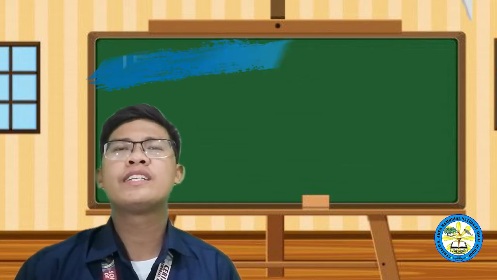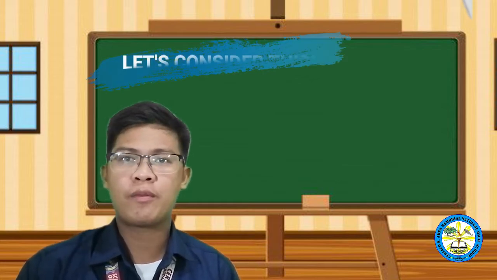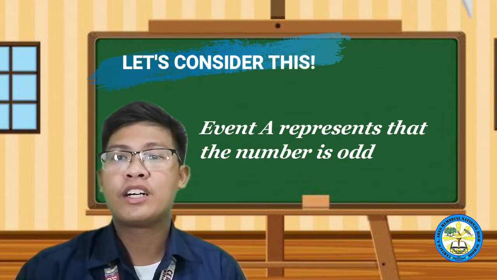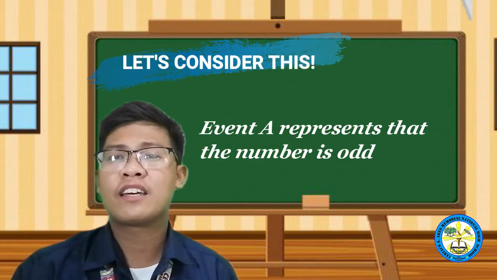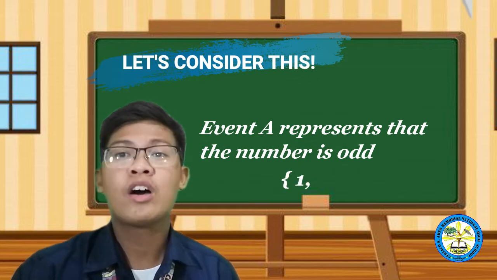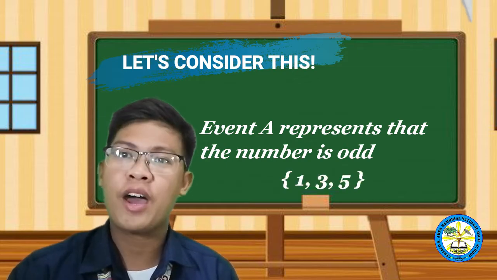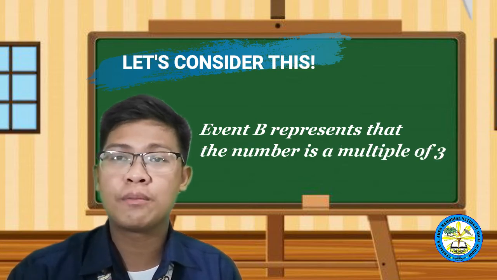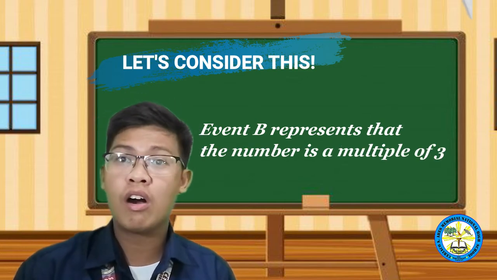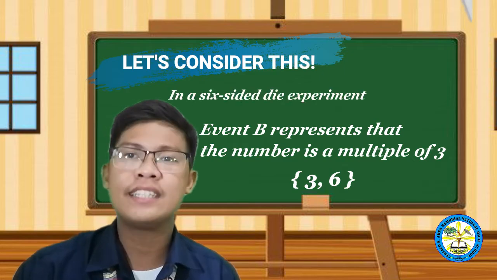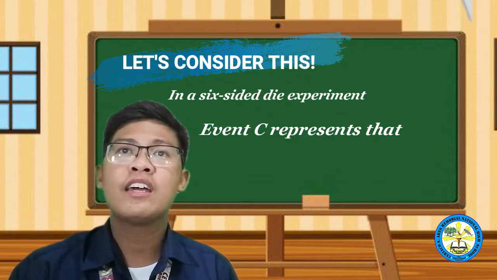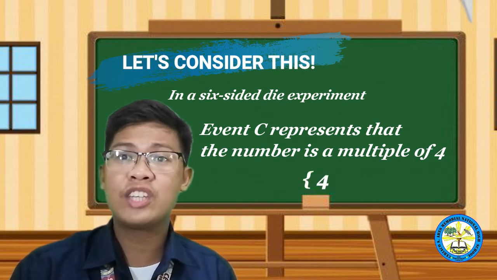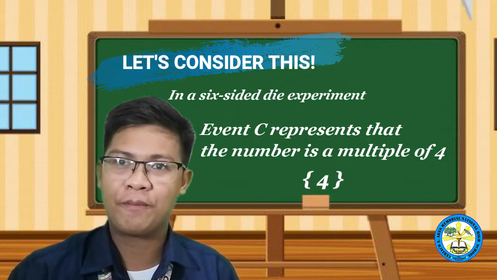So let's consider this 6-sided die experiment. Event A represents that the number is odd. In the 6-sided die experiment, those are 1, 3, and 5. Event B represents that the number is a multiple of 3, so those are 3 and 6. And event C represents that the number is a multiple of 4, so this is just the number 4 itself.